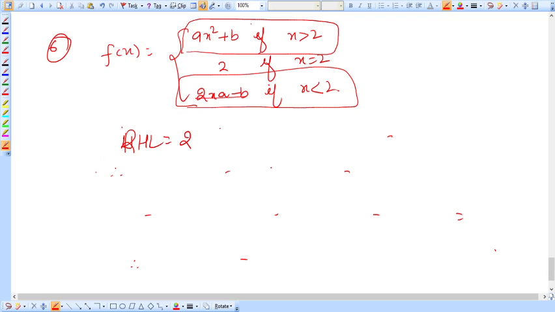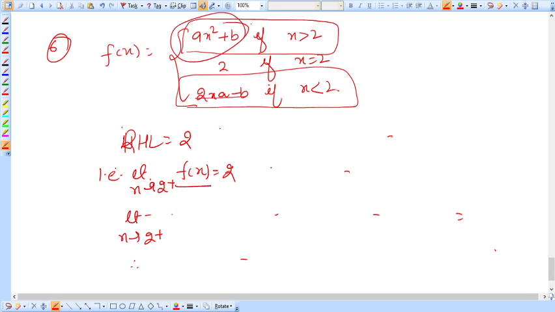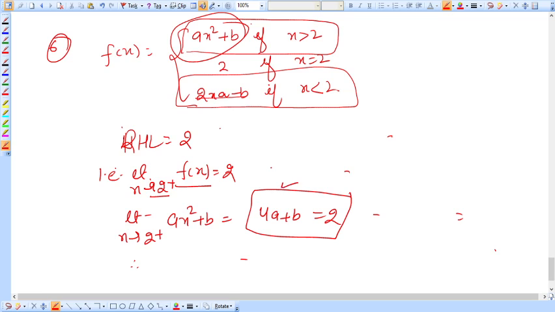So right hand limit is equal to 2, that is limit x tending to 2 from the positive side f of x is equal to 2, and what is it, it is equal to limit x tending to 2 from the positive side. कितना आएगा ये वाला फंक्शन, ओके. x is greater than 2 here, पॉजिटिव साइड से है, ax square plus b, so it would be equal to 4a plus b, okay, and it is equal to 2 obviously, right. और यू कैन राइट ऐसे लिख दो यहाँ पे, ठीक है. इसको फिर नेक्स्ट रो में लिख दो, 4a plus b is equal to 2, right.